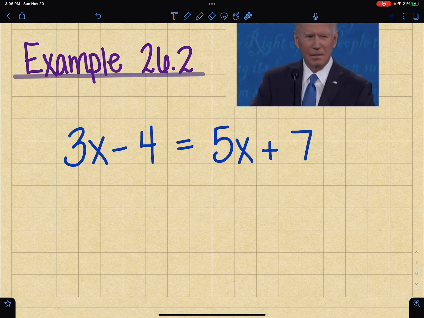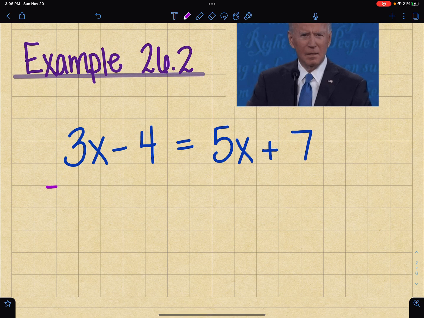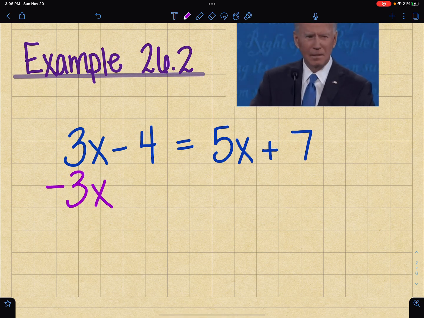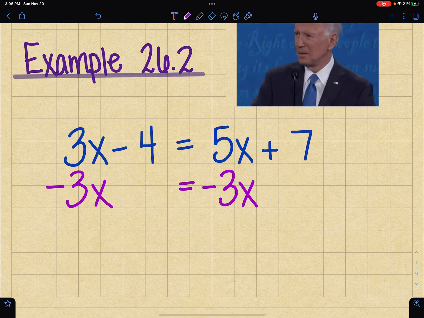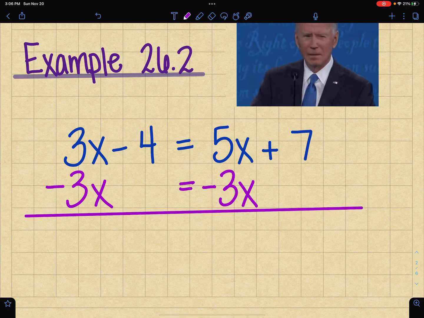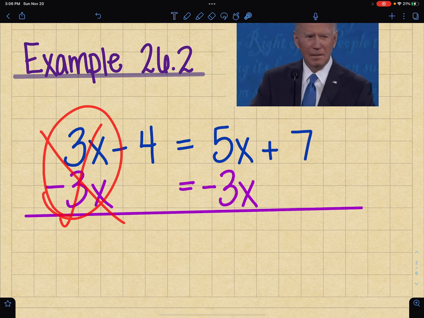This time, just to show you that we can do it this way, we're going to get the x on the right-hand side of the equation. So how would I do that? I'm going to subtract 3x from both sides. Okay, so now this first 3x just cancels out. So I don't need to worry about that.